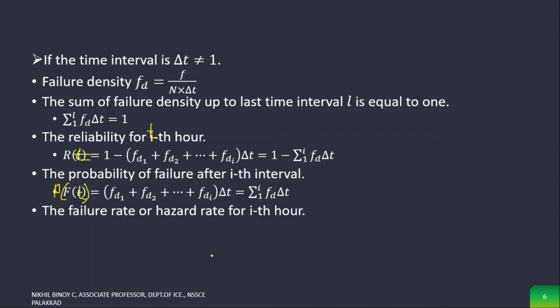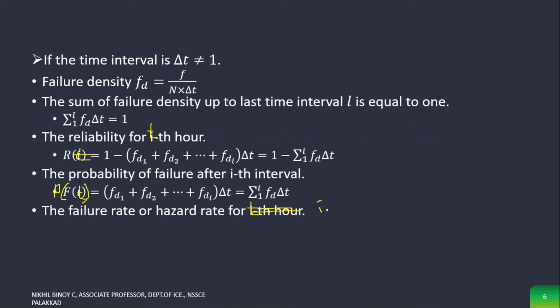Okay. Now what about failure rate? Failure rate or hazard rate? Not for the ith hour, for the tth hour. For the tth hour failure rate or hazard rate, actually this statement is not correct. The failure rate is with respect to the interval. So failure rate or hazard rate for the ith interval.